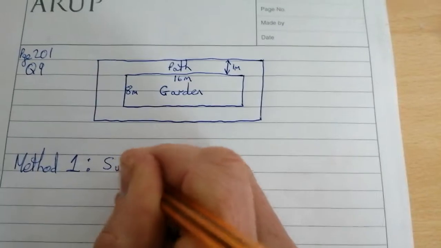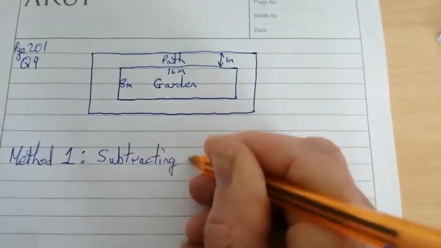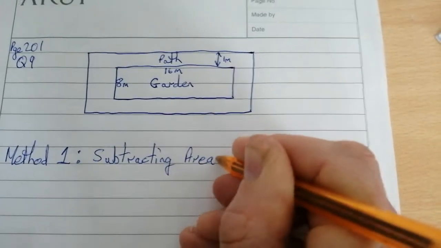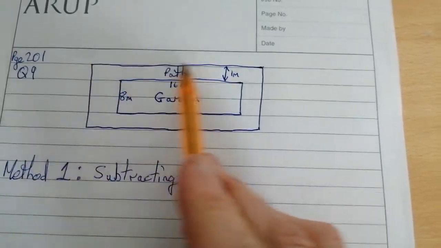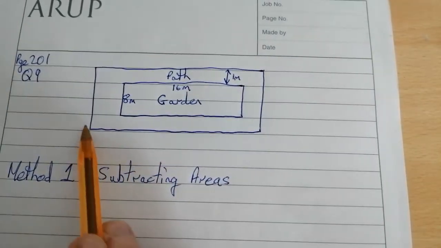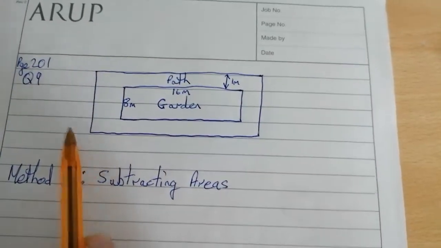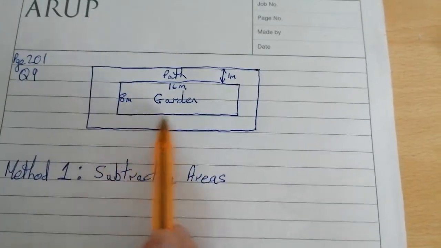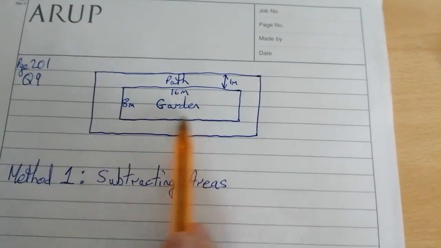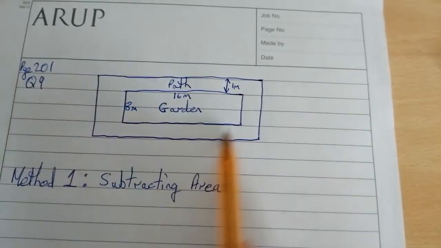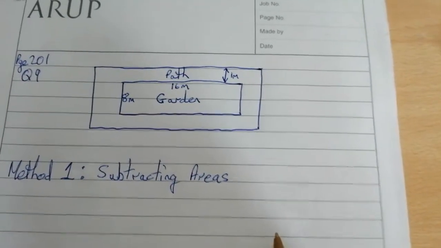So the first method I'm going to use, I'm going to call it method 1, is subtracting areas. What I'm going to do is get the area of the entire garden, the grass including the footpath, so this large rectangle here, and then I'm going to get the area of the garden on the inside here, this smaller rectangle, and I'm going to subtract the area of the smaller rectangle from the area of the bigger rectangle, and what I should be left with is the area of the path. So that's my first method.